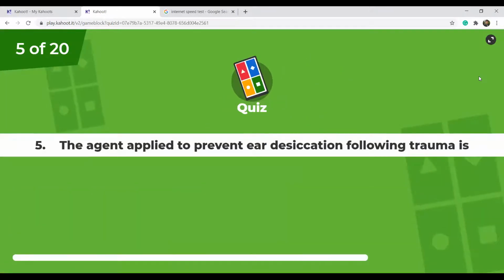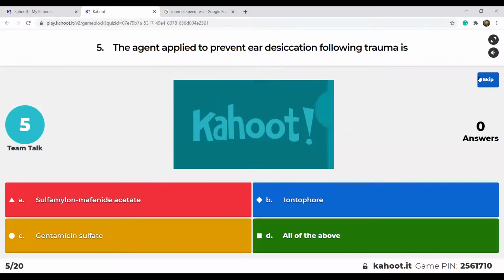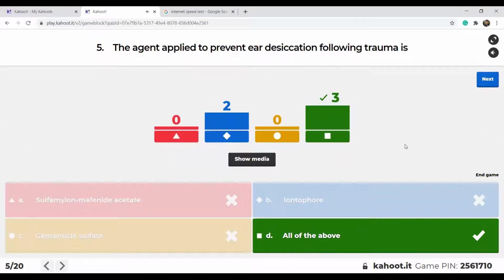Okay, let's see. The agent applied to prevent ear desiccation following trauma is mefenide acetate, iontophore, gentamicin sulfate, or all of the above. Okay, the answer is all of the above. See, remember, ear is a very prominent part of the face after nose and eyes and is prone to desiccation. An ideal moisture balance is essential for healthy ears. You must always aim at that.